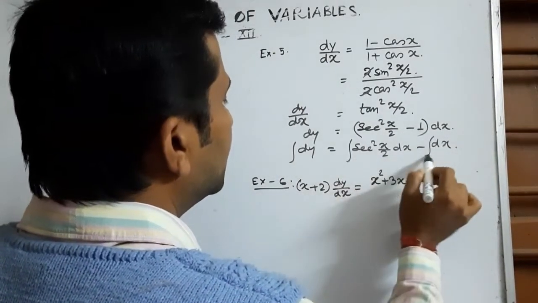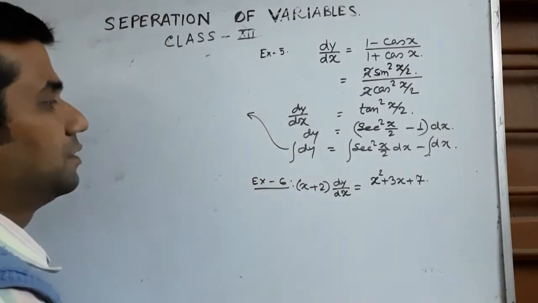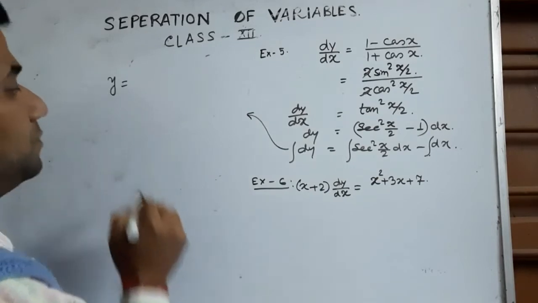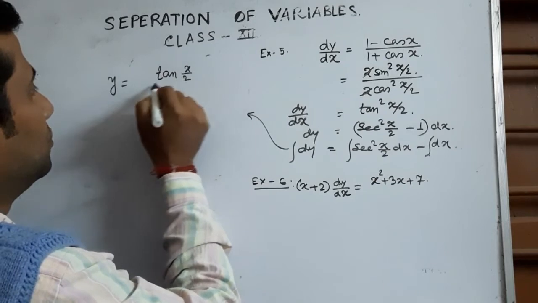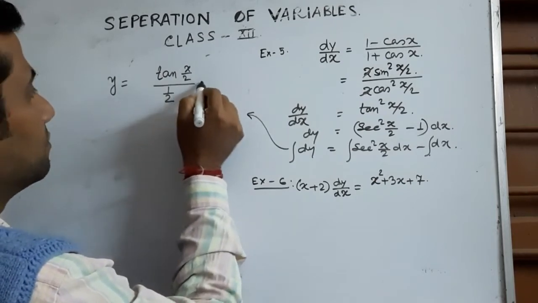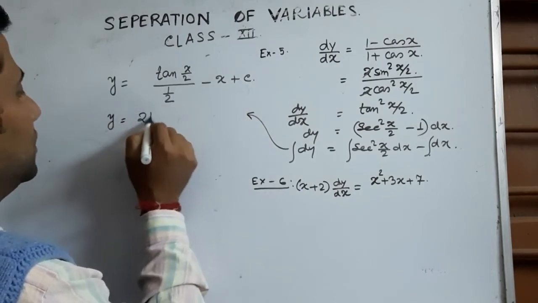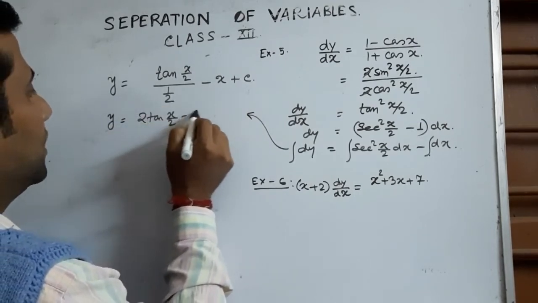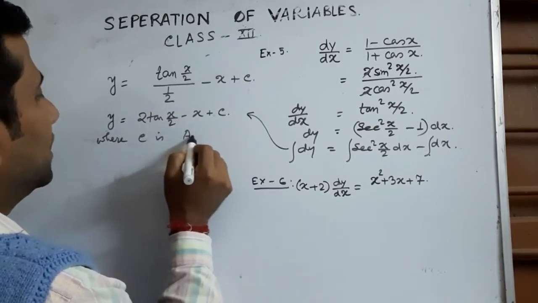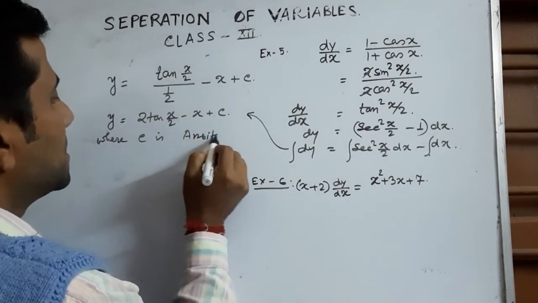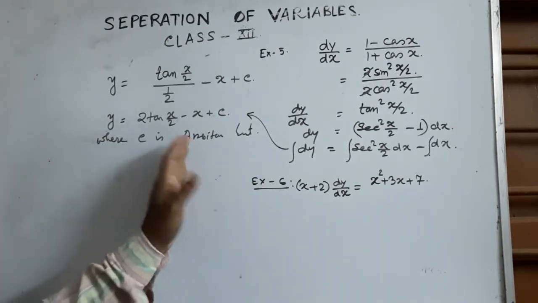Integrating both sides, we get y = tan x by 2 divided by half, minus x plus c. That is, y = 2 tan x by 2 minus x plus c, where c is an arbitrary constant. This is your solution.